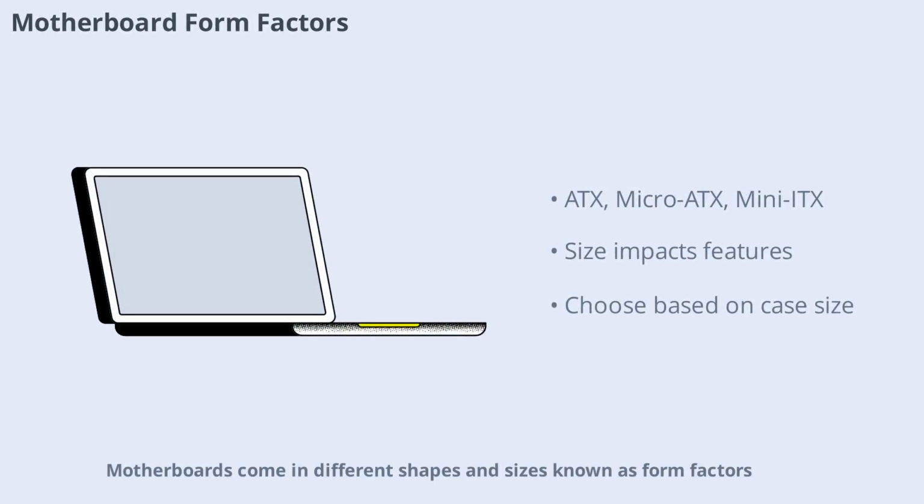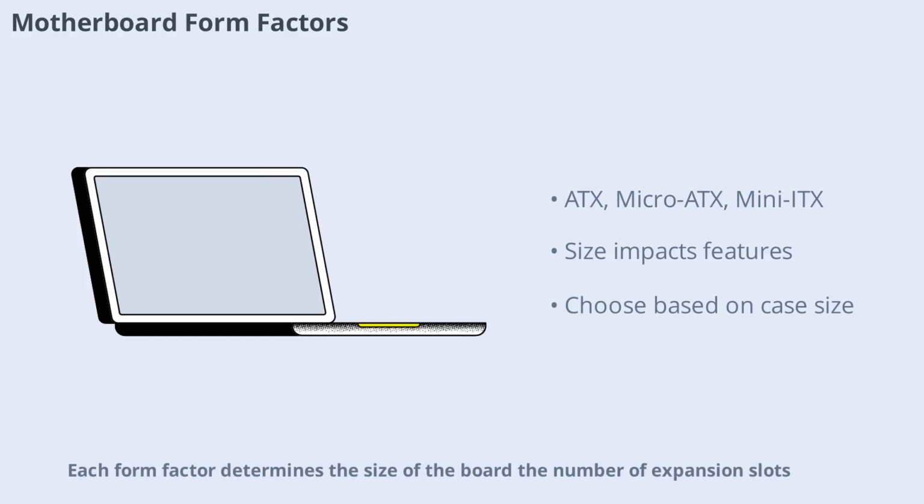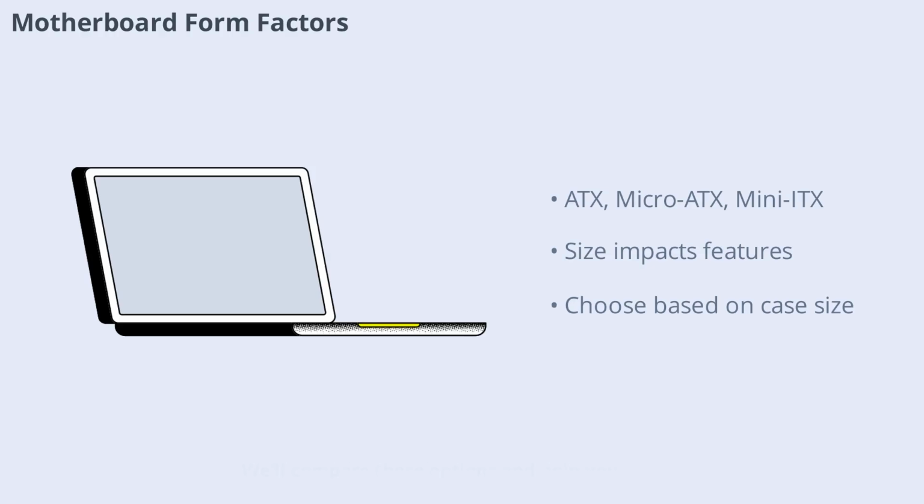Motherboards come in different shapes and sizes known as form factors. The most common are ATX, Micro ATX, and Mini ATX. Each form factor determines the size of the board, the number of expansion slots, and how many components you can connect. Larger boards offer more features, while smaller ones are great for compact builds. Choosing the right form factor depends on your needs and the size of your computer case. We'll compare these options and help you decide which is best for your next build.